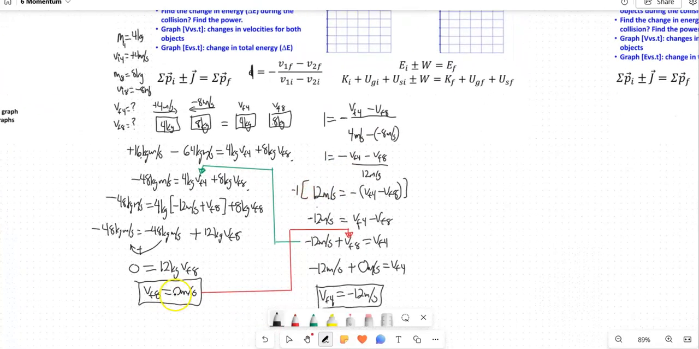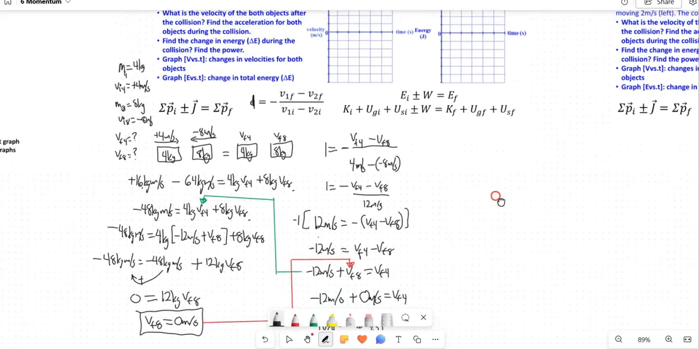Incidentally, we could have plugged this 0 meters per second right in to V final 8 right here. Then we would have had negative 48 divided by 4, and that would be negative 12. You could have done it that way too. But I just put it right in here because it was right there and I saw it.